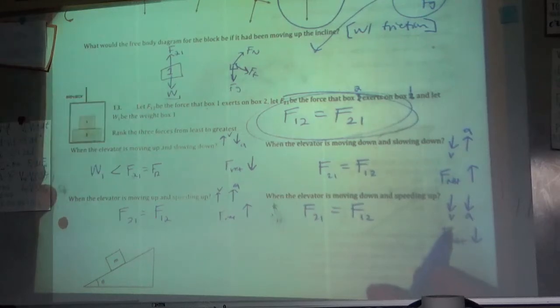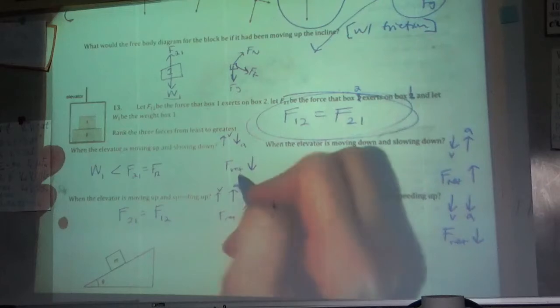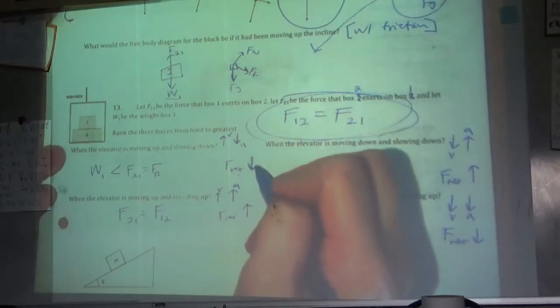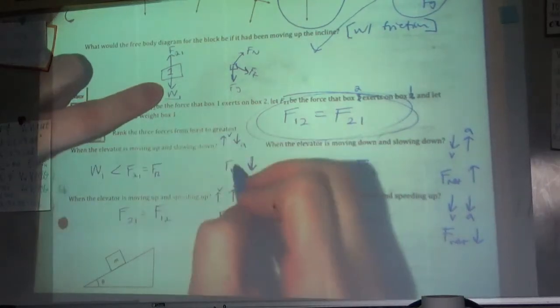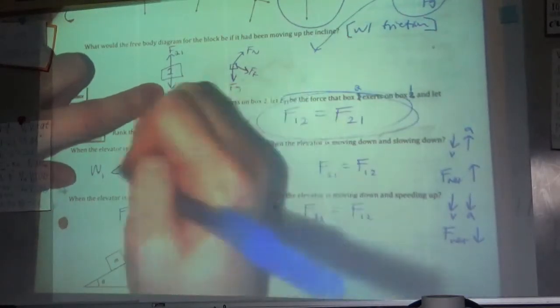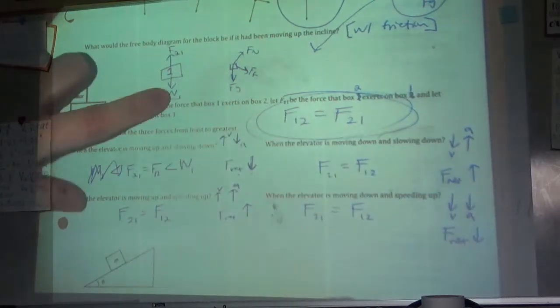I just did that wrong. Good thing I just caught that. So this is going down, which means it's accelerating down, which means your greater force is down, so W1 would have to be greater. Yes. This would be less than the weight.